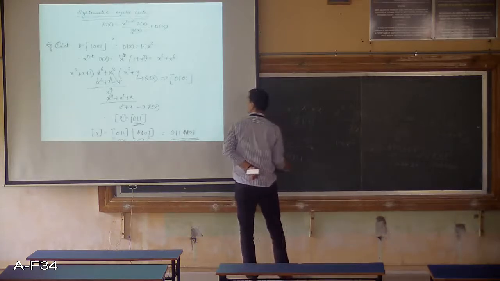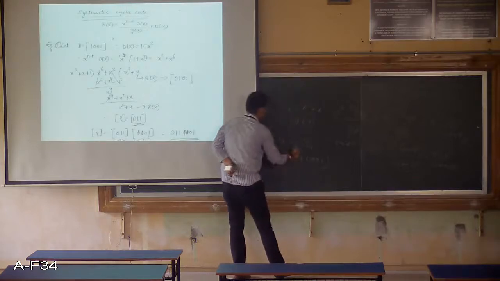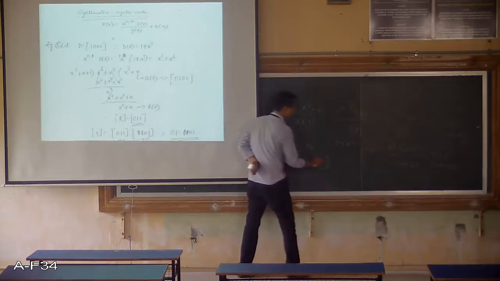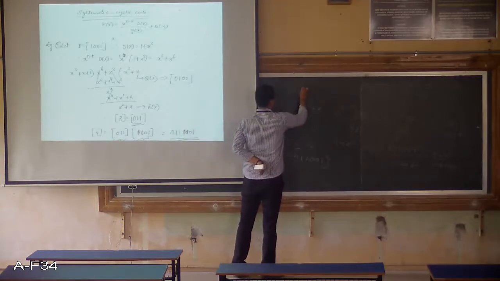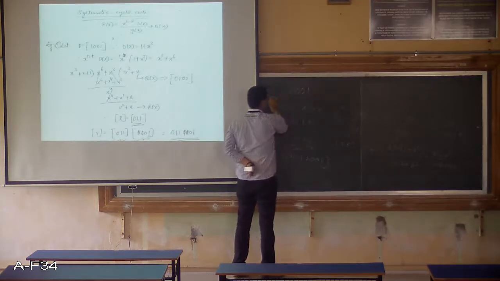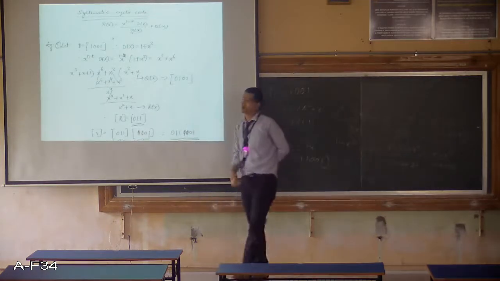For this it is 1, 0, 0, 1. This is a code vector for a message d of 1, 0, 1. Okay. Let us consider some other example now.